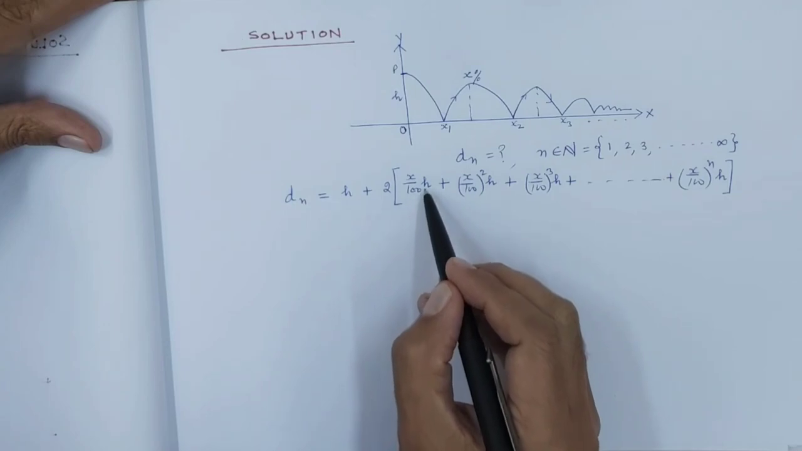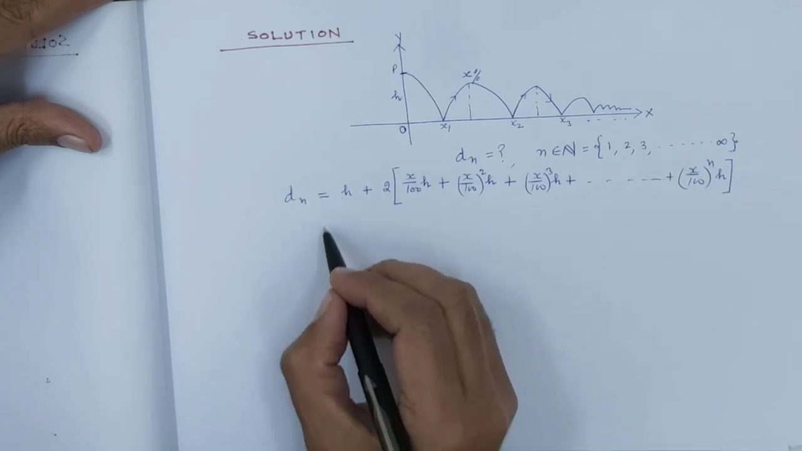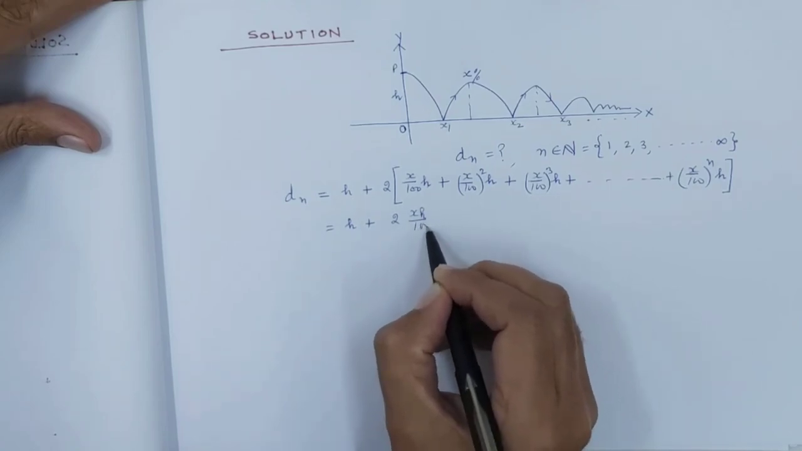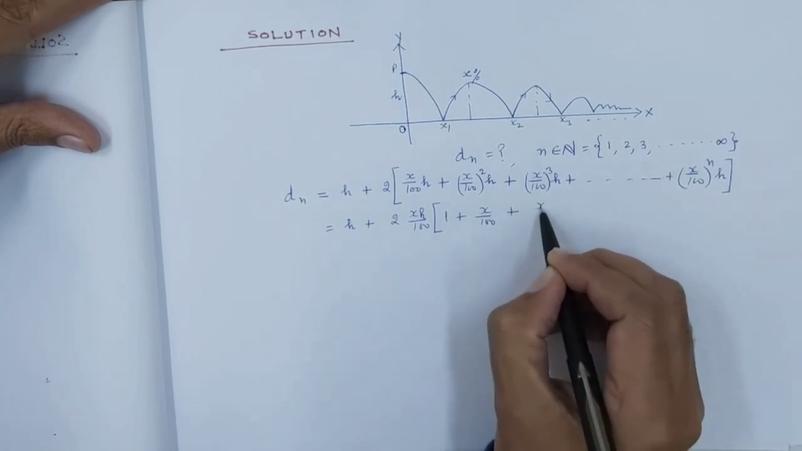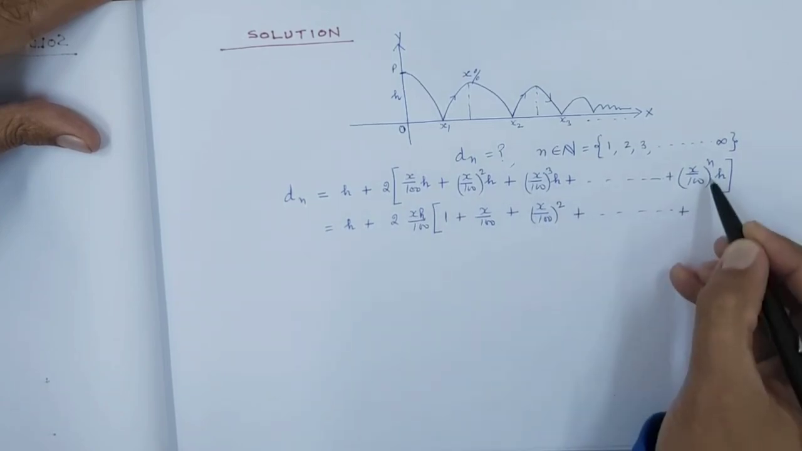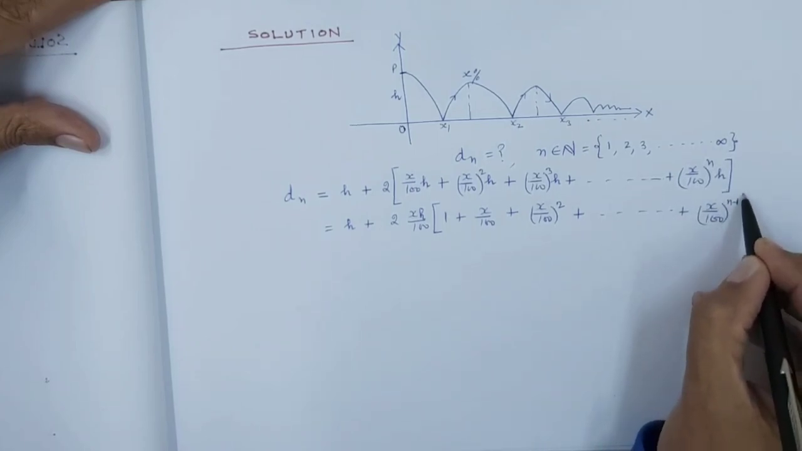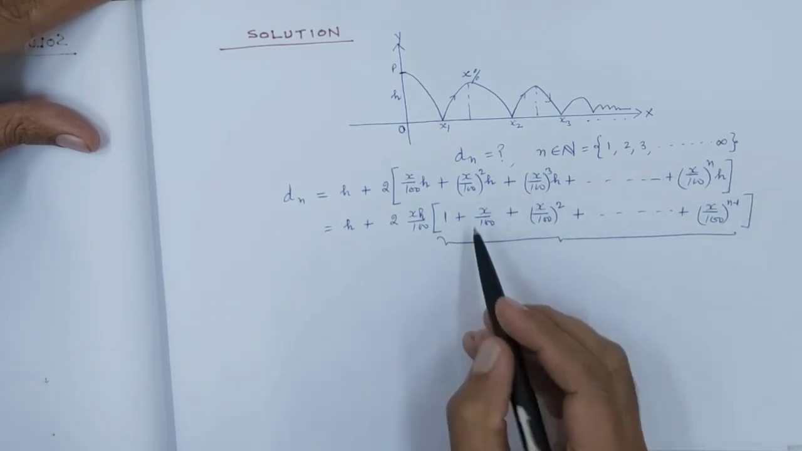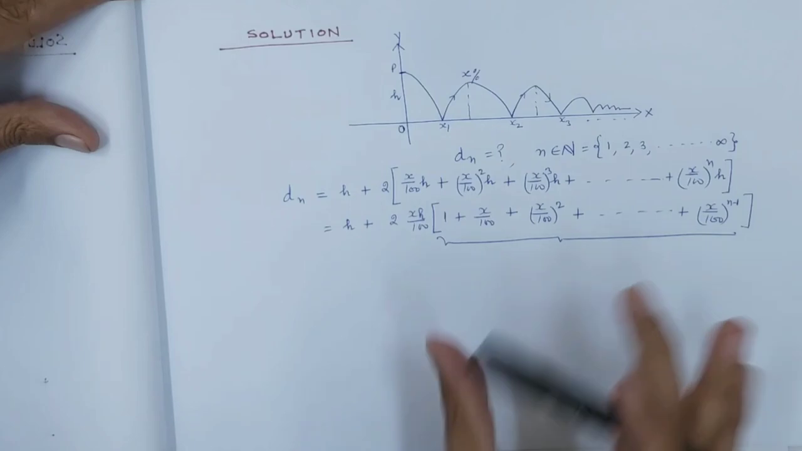This x upon 100 times h is present in each term. We can take it common, therefore we get h plus 2 times xh upon 100, 1 plus x upon 100 plus x upon 100 square plus up to so on. Here 1 is taken out, and the last term is x upon 100 raised to power n minus 1. What is this? Here the common ratio is x upon 100 because this is a geometrical progression series.